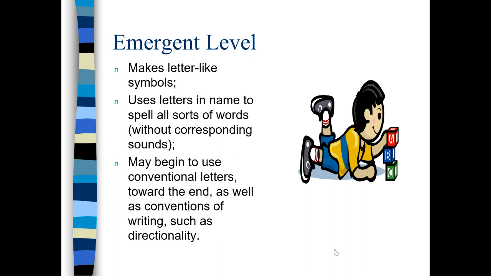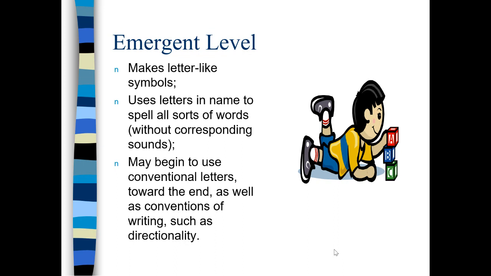Our emergent level kids make letter-like symbols. They might make a B backwards so that a B might look like a D. Their K might be backwards. They're trying to make the letters. They recognize that a letter is a thing, but they may not always do them correctly.